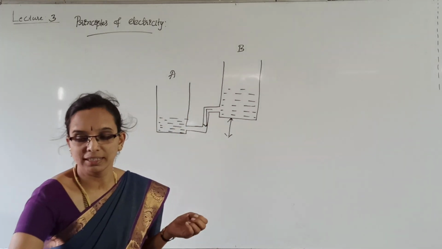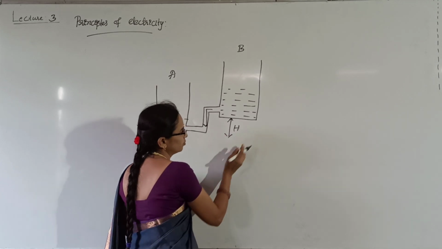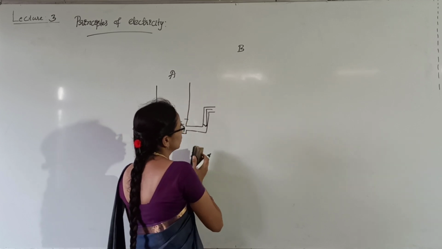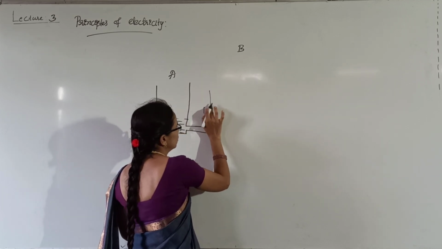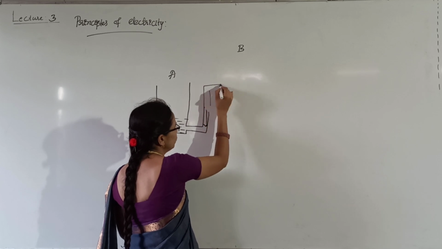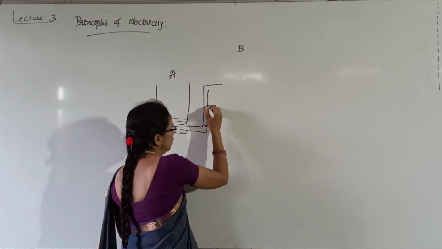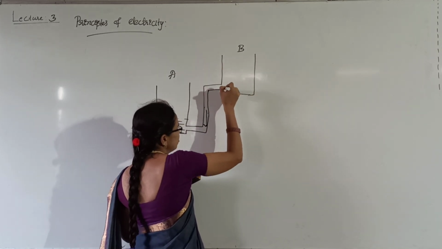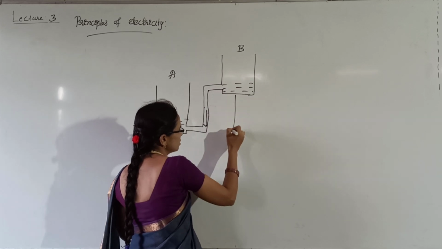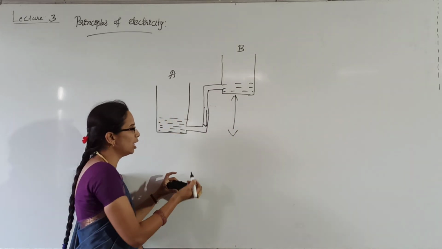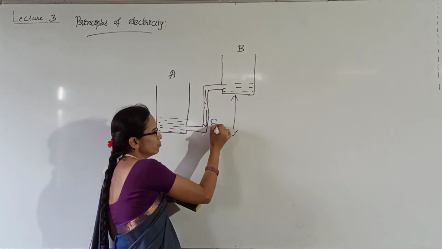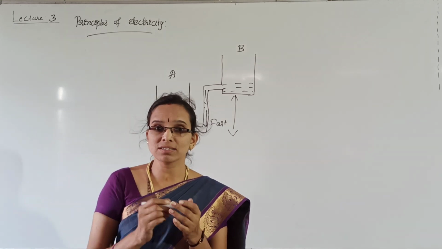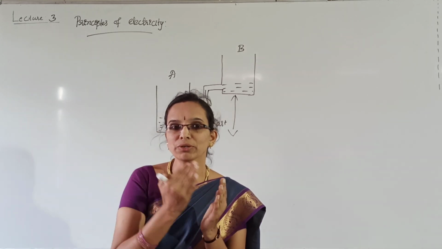So if I increase the height of the vessel B still more, again what happens? The water flow will be fast, right? Earlier the two vessels were at the same level, so water could not flow.